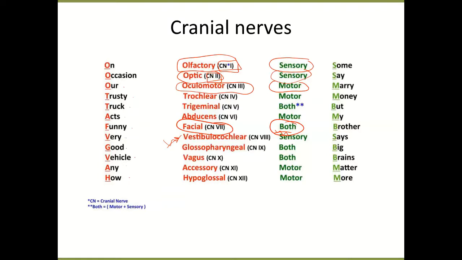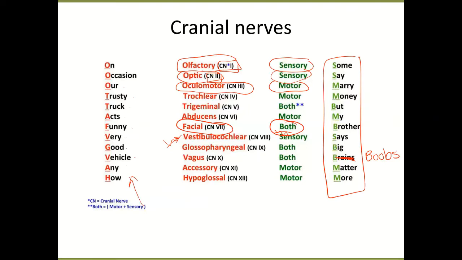So in order to remember which are sensory, which are motor, and which carry both, here's another mnemonic. Some say marry money, but my brother says big brains matter more. I usually cross off brains and put boobs. Big boobs matter more.